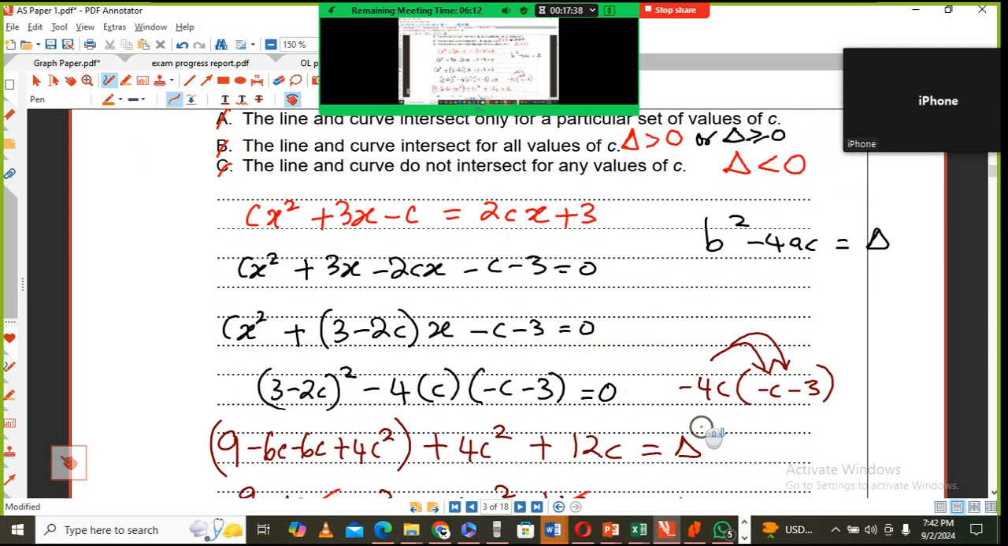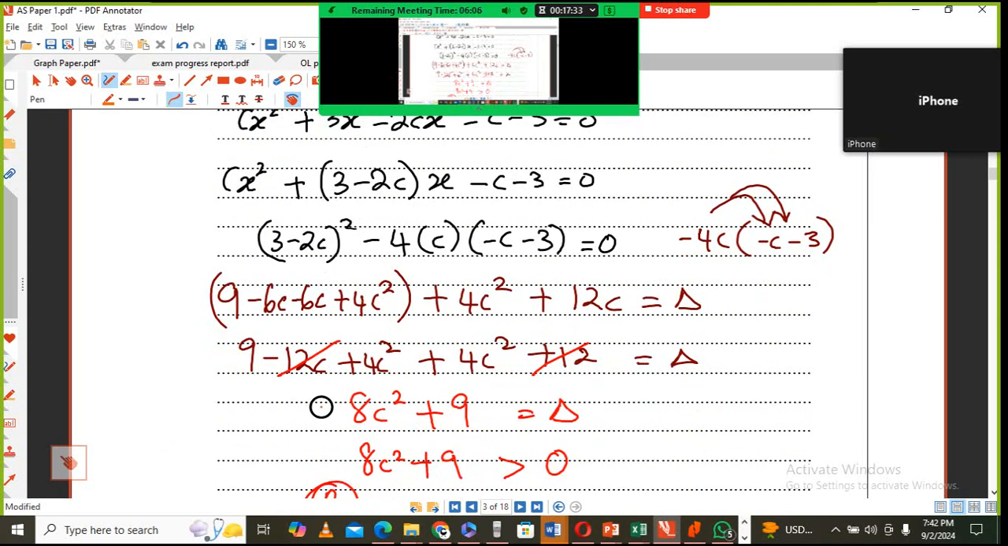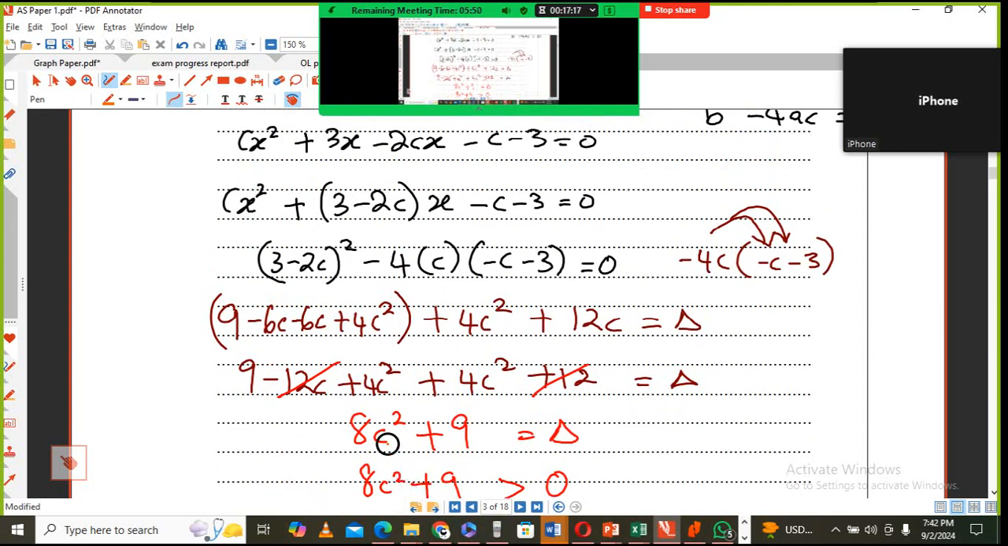Yes, sir. Okay. So once we did that, we arrived at this particular part: 8c squared plus 9, which is my discriminant. Did you get this? I didn't get this, but I understand it now, sir. Okay. The reason why we chose B is that whatever value of c we put here, even if c is 0, the answer will still be positive 9. So it doesn't matter what the value of c is, there is always going to be a value that is greater than 0, not equal to 0.